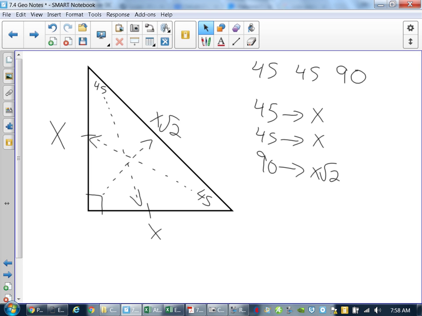Because of the sum of the squares of the sides, a squared plus b squared is c squared. If this is x squared plus x squared, you get 2x squared. And then what happens when you take the square root of it, think of it this way. The square root of 2x squared can be written as the square root of 2 times the square root of x squared. What's the square root of x squared? x. That's where you get this x root 2 from, because there's two of them and they're the same.